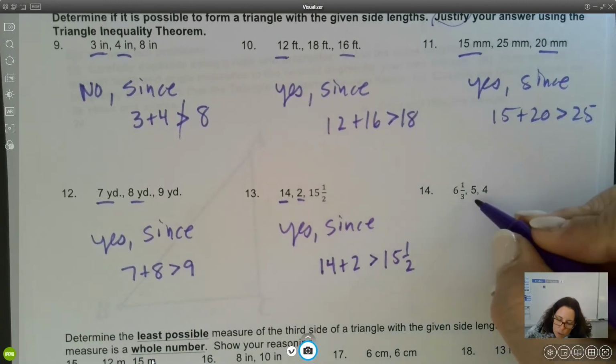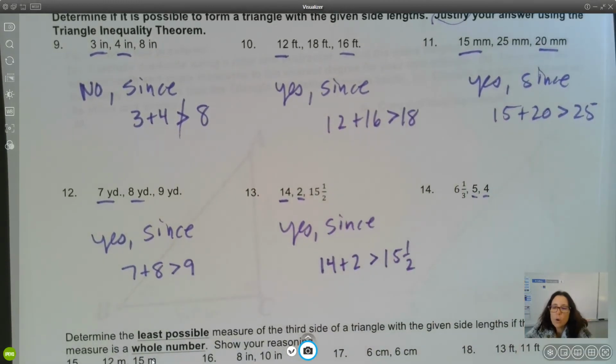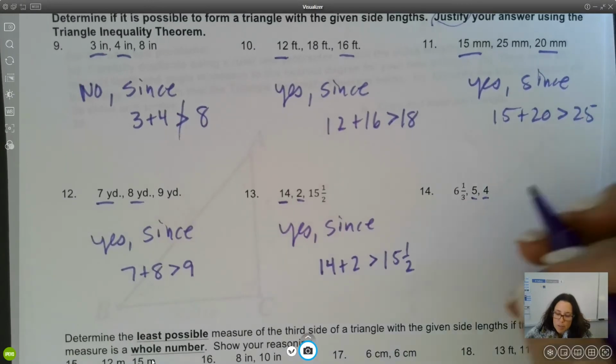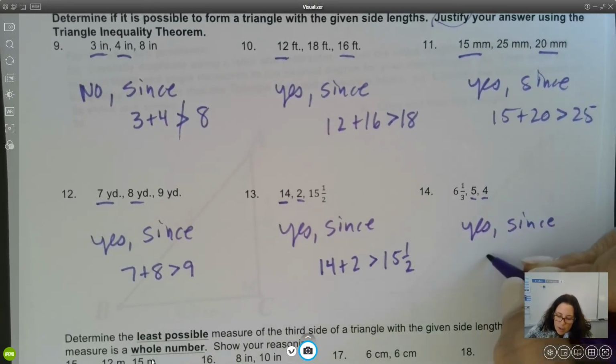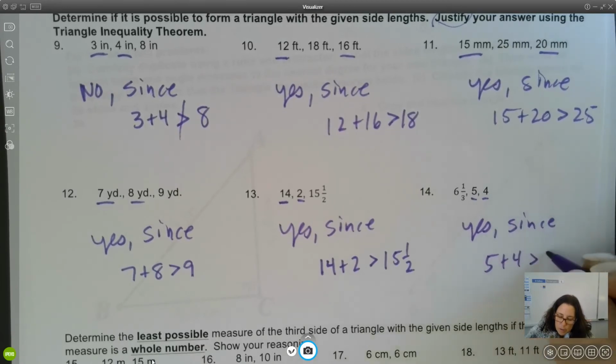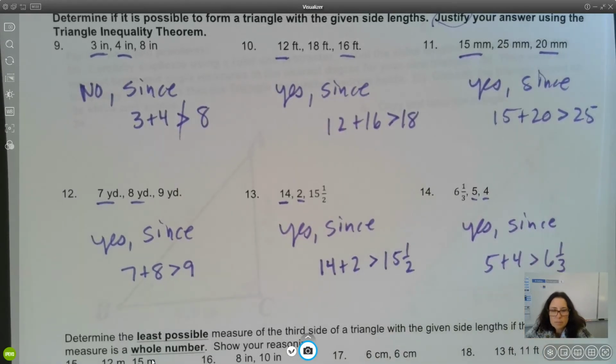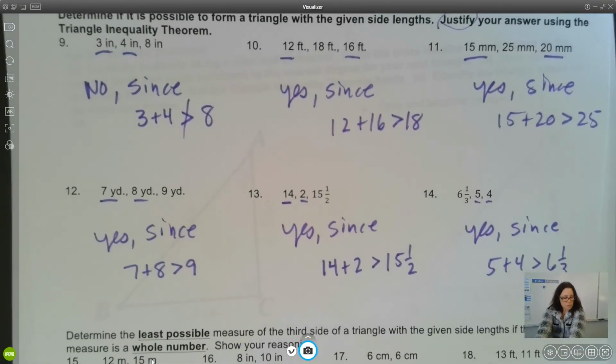This guy, the two smallest, 5 and 4, that would be 9. It's bigger than 6 and a third, so yes, since 5 plus 4 is bigger than 6 and a third. Okay, so that's all you're doing for those.